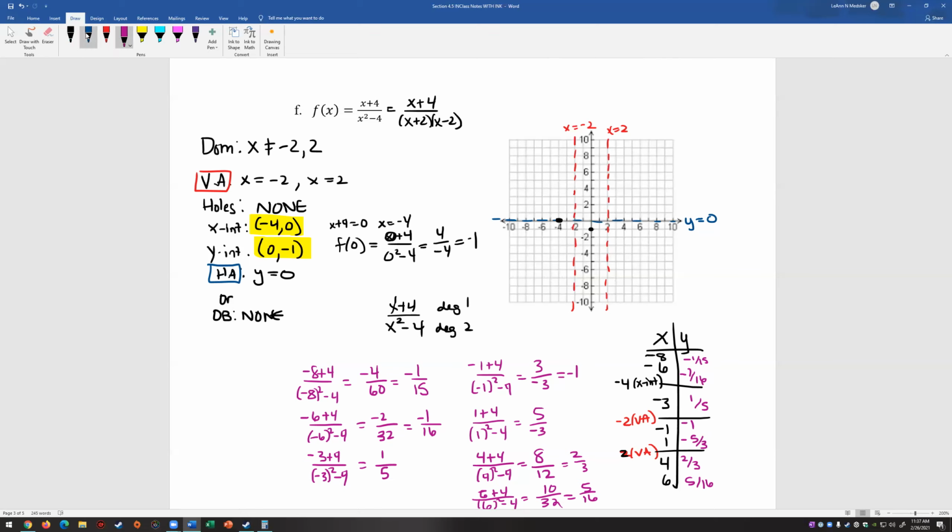So -8, we have -1/15, so it's super tiny. And then -6, we have -1/16. So it looks like this graph was on the bottom half before it got to that crossing point. Because at -3, we're on the positive half, we're at 1/5. So it actually comes up and goes up here.